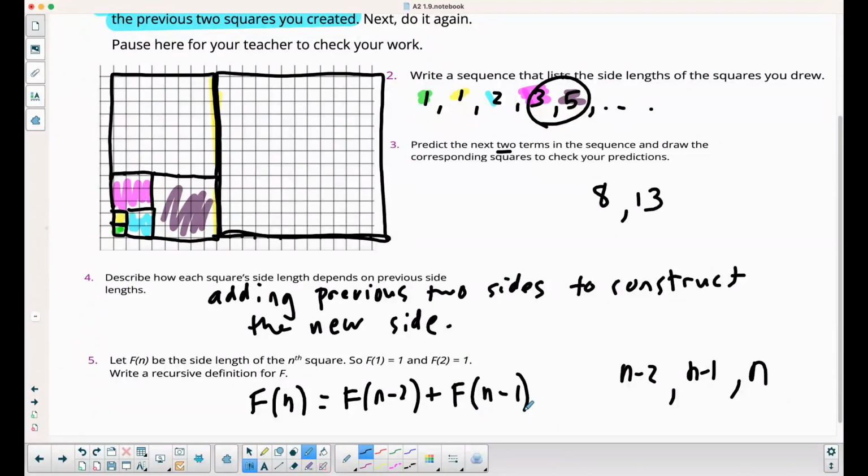And then we should also put here f of 1 equals 1. That way we know where we're starting. Okay? Oh, and I guess we should also put f of 2 equals 1 as well. They told us this, but that way we know where we start. Okay? And we can count up as far as we want.